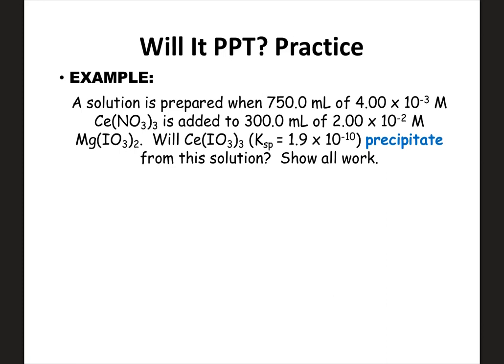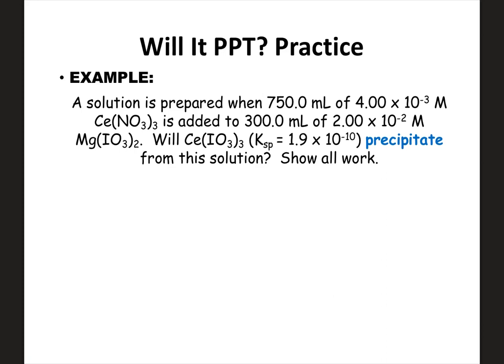So I know that the CeIO3 is the substance they're asking me about in terms of the precipitate. So the ions that are involved here are the Ce3+ and the IO3-. So they're the only substances I care about in the actual substances that they gave me here. So the first thing I need to do once I know the substances involved in the precipitate is to find the moles here of each of those substances.